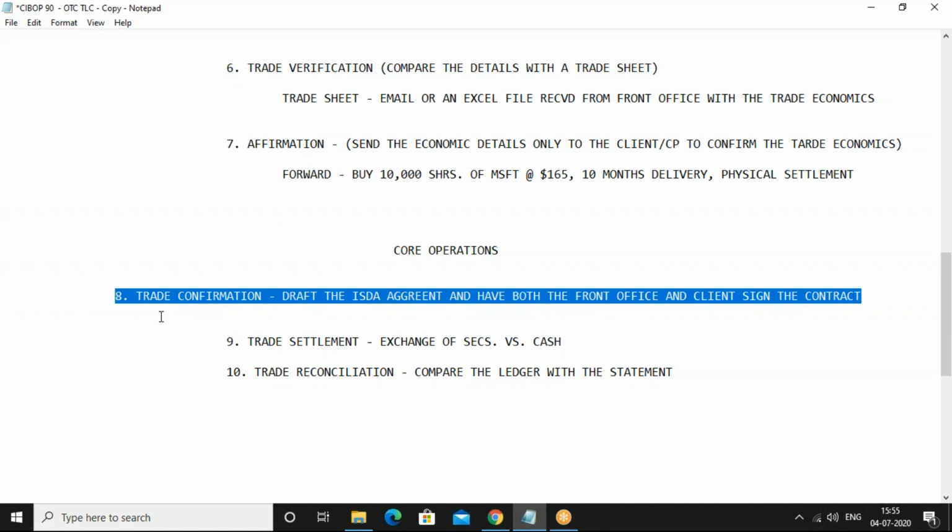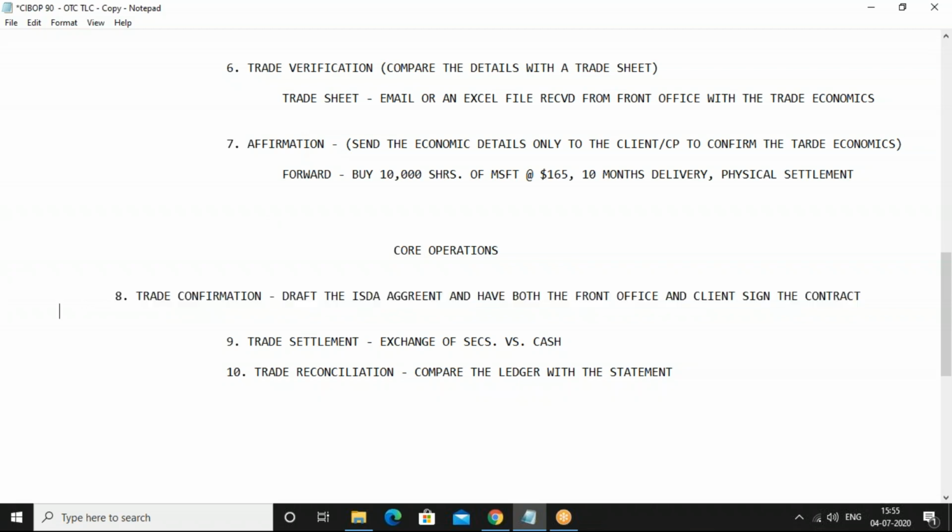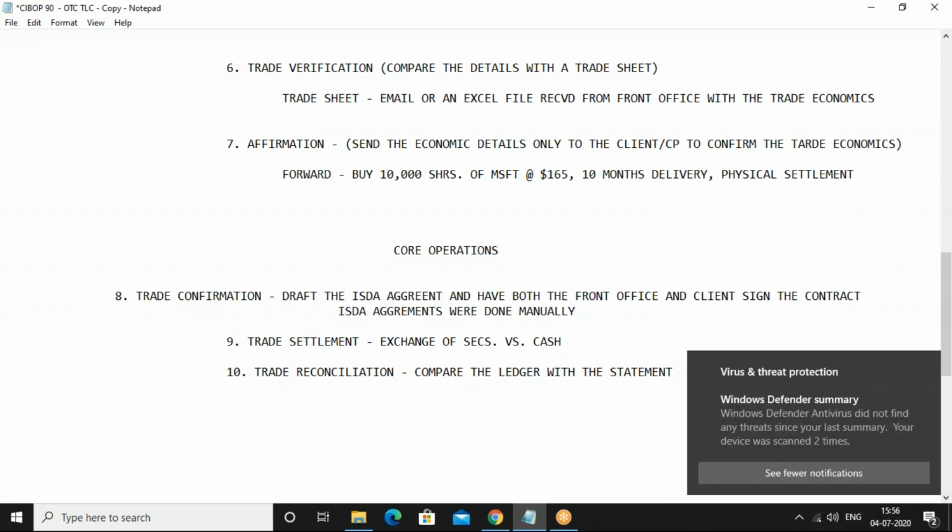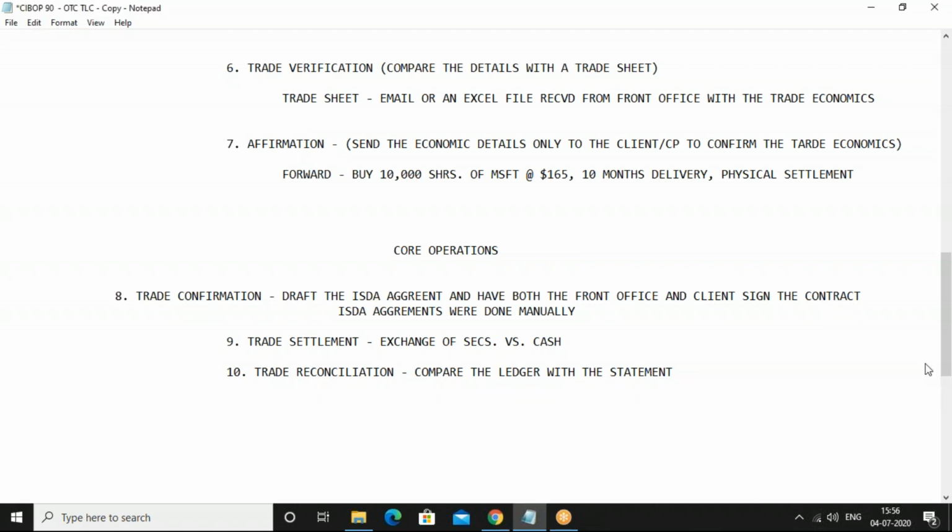Okay. Now, back in the day, like 10, 15 years ago, all these ISDA agreements were done manually. When I say done manually, the templates were already there, but you had to copy paste all that information and make sure that everything is correct. And it used to take anywhere between 2 to 21 days.